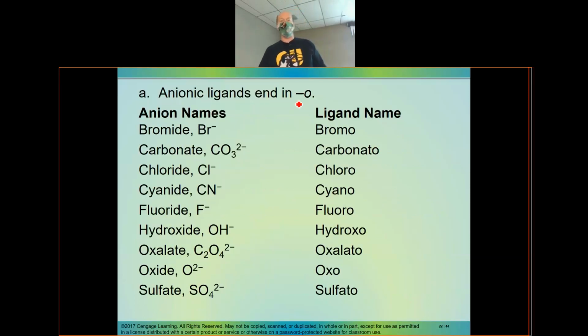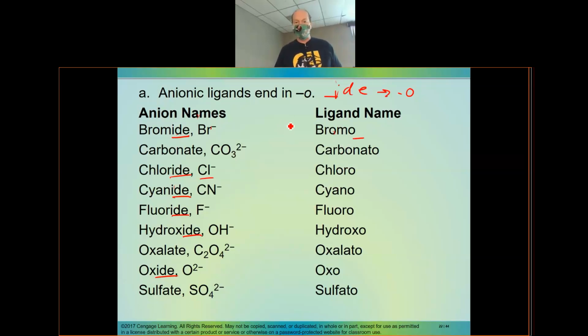All right, so you will notice that your ides always go to O. So if you have bromide as a Lewis base, as a ligand, it's bromo. All of the ides, negative, all of the ides go to O. Every single ide is going to O. So you change your ide ending to an O ending.